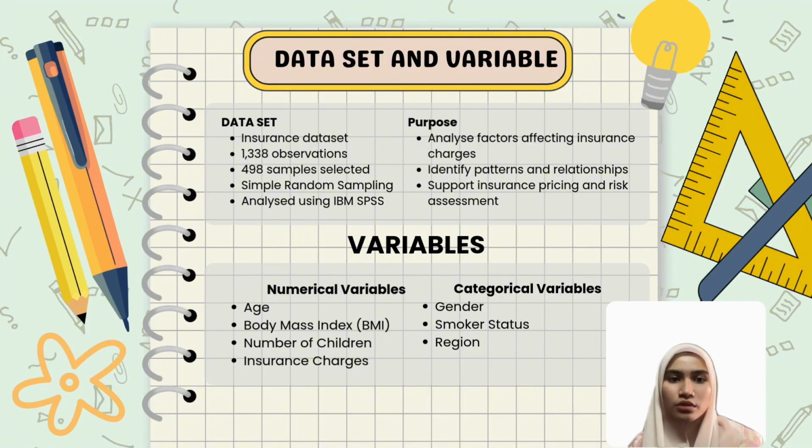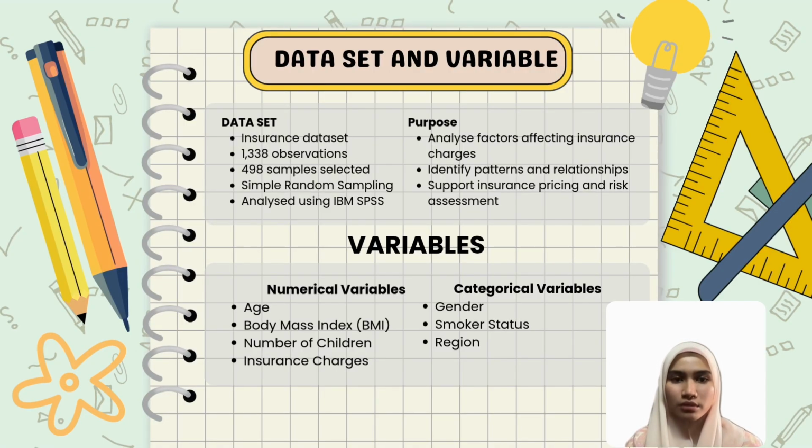The dataset that we use is an insurance dataset. It contains information from 1,338 insured individuals. The dataset includes personal information, health-related information, and insurance charge. However, we did not use all 1,338 observations. Instead, we selected a sample of 498 observations.